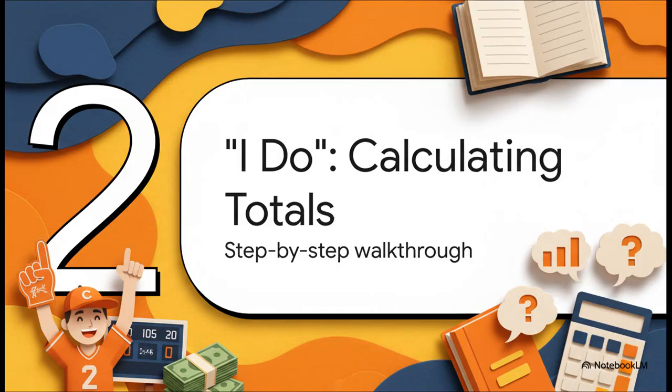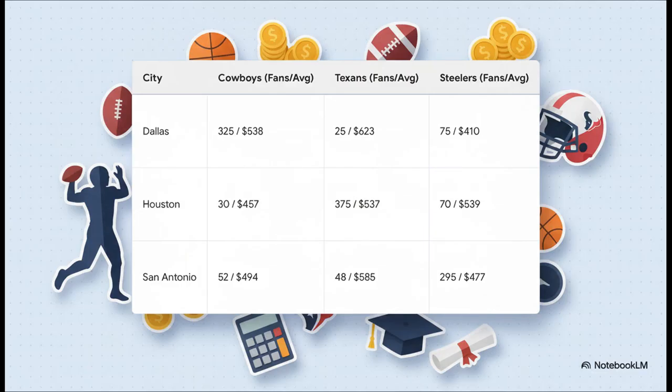Let's see how this builds the exact skill you're going to need. So, I'm going to walk you through this very first calculation step by step. Think of this as the I do part of our plan. Just follow along and see how it's done. Okay, here's the data we're going to play with. It shows how much money fans of 3 different football teams spent in 3 different cities in Texas.